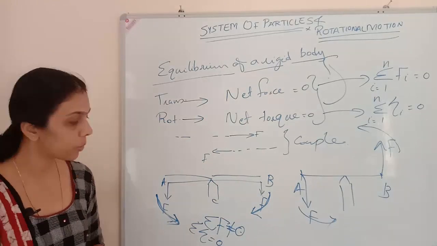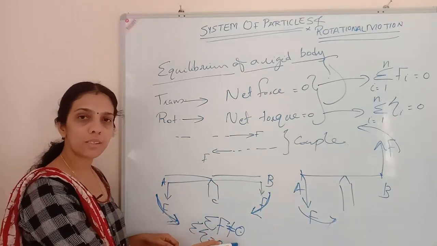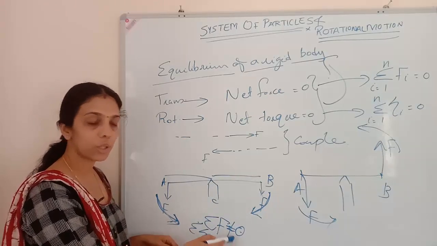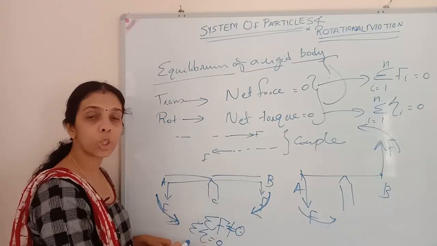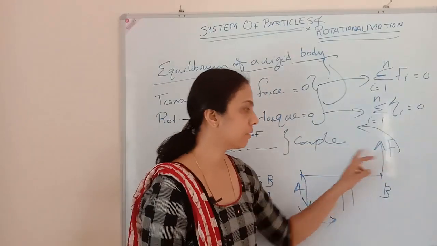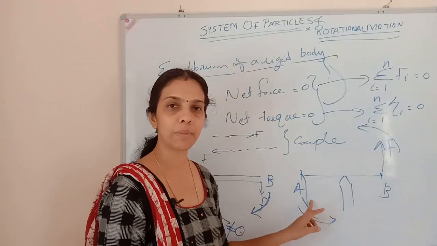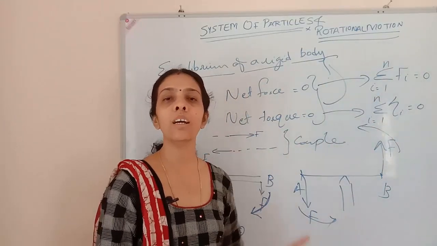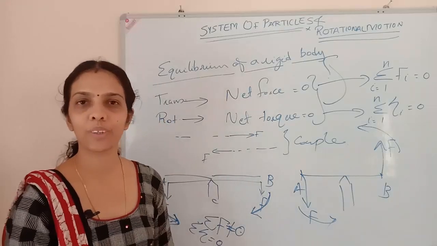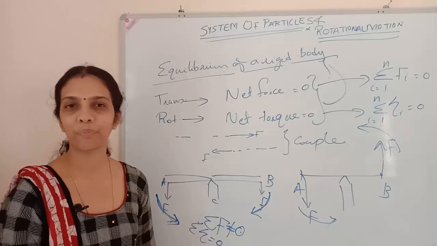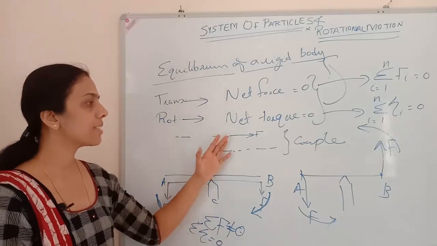So a couple will not be producing translational forces. The total force acting on the system is equal to 0 in this case, and the torque acting on the system will not be equal to 0, so it will have a rotational effect. That is what happens in the case of rotational motion. Clear? So this is about the couple.